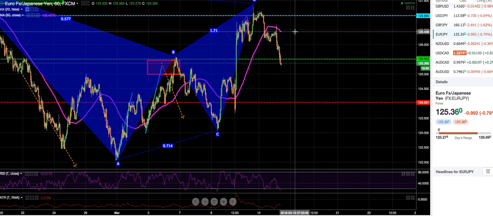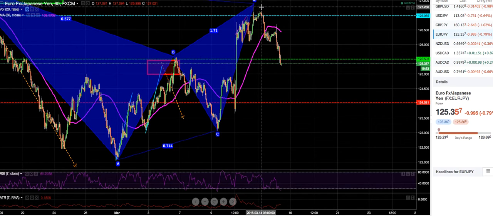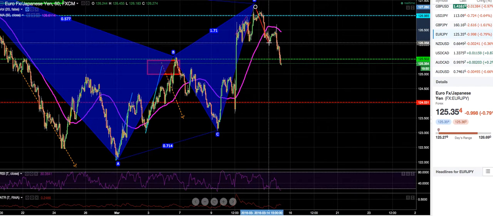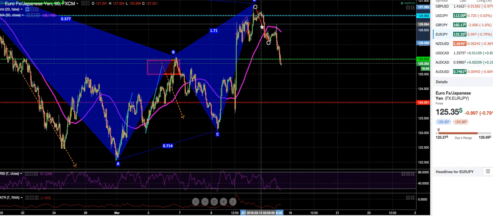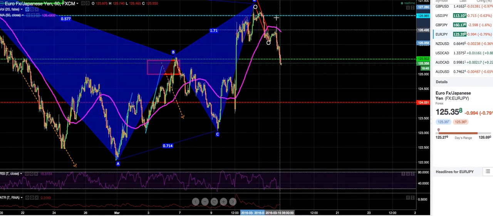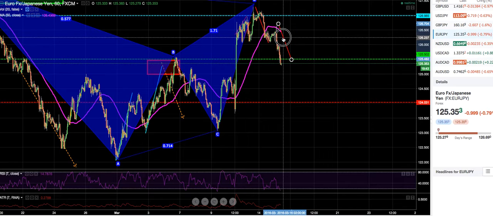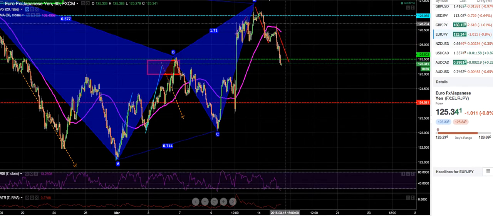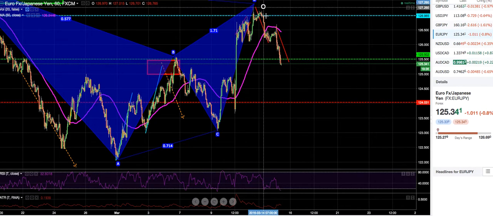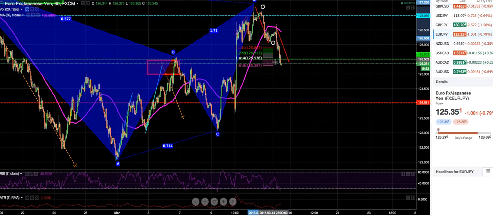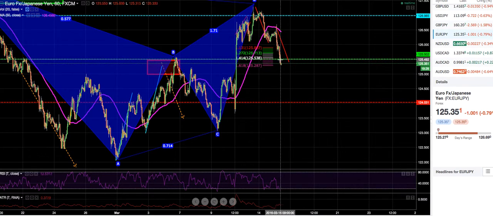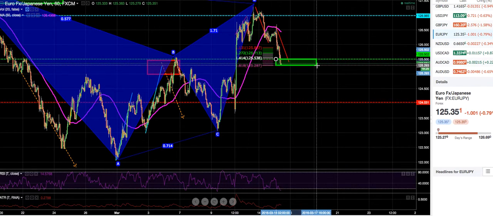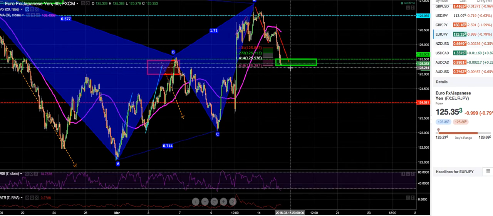What we're looking at now on the Euro Yen is, let's clone this bad boy. We have an ABCD. We have some fibs, I believe. We have the 1414 and the 1618. Something like this, right? As our entry area.